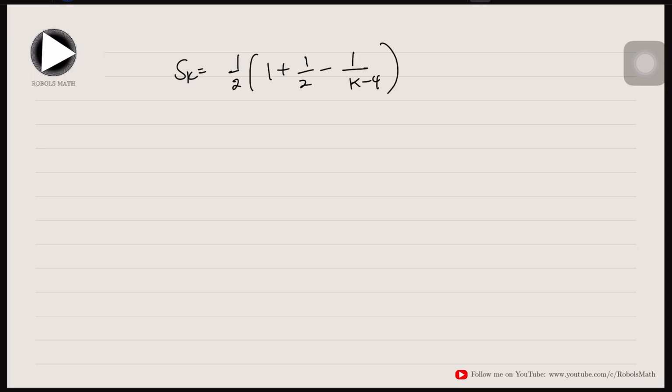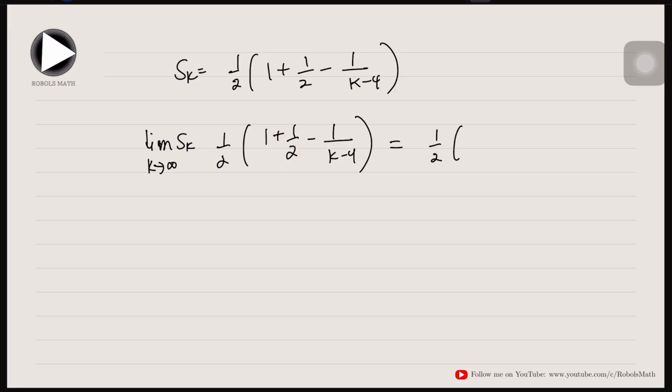To get the sum of the series, we take the limit of s sub k as k approaches infinity: 1 plus 1/2 minus 1 over k minus 4. Now this part here is constant, so that just becomes 1 plus 1/2, and then for 1 over k minus 4, the denominator becomes so big when k approaches infinity that it diminishes to effectively 0. So this sum here is equal to 1/2 times 3/2, or 3 over 4.